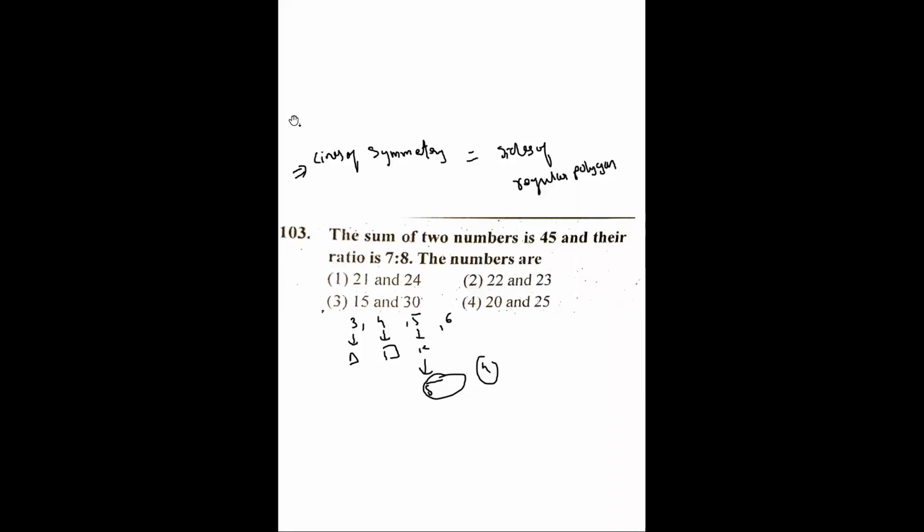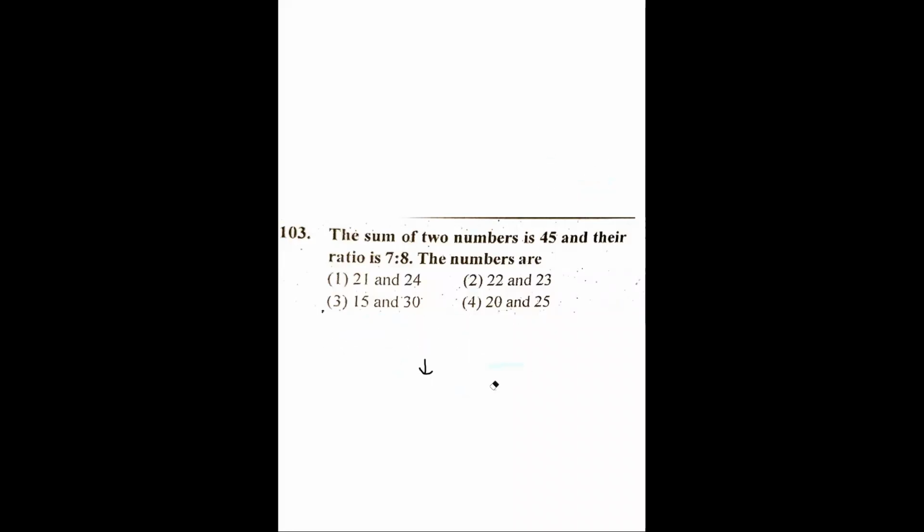Next example, question number 103. The sum of two numbers is 45 and their ratio is 7:8. The numbers are... a very easy question. We need to consider the sum of two numbers. I'll consider the two numbers as x and y. So x plus y is equal to 48, and x is to y is equal to 7 is to 8.